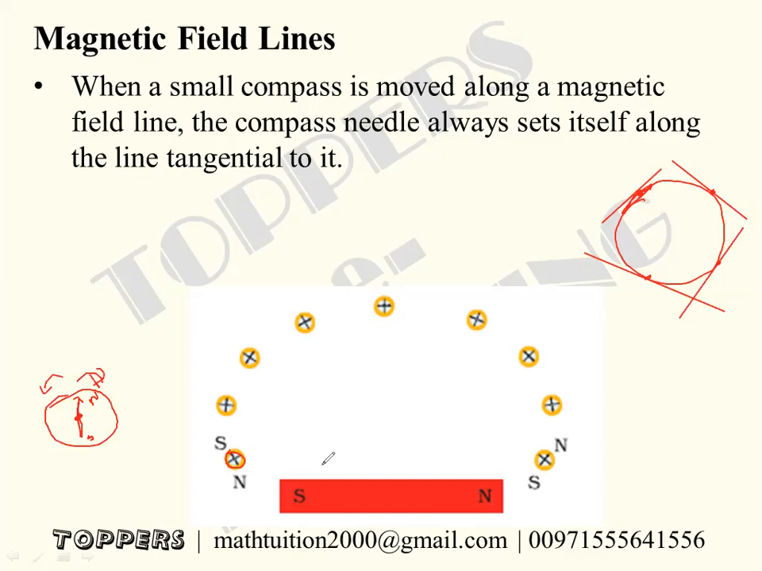So we have a bar magnet here. Around the bar magnet, there is a magnetic field. We are going to find the direction of magnetic field lines. So I kept a small compass here. The compass needle aligned like this. This alignment. Why is it aligned like this?